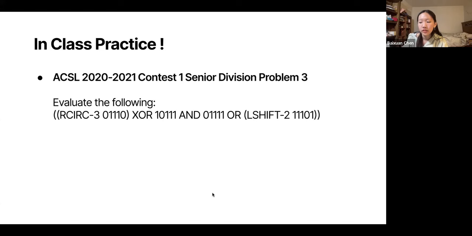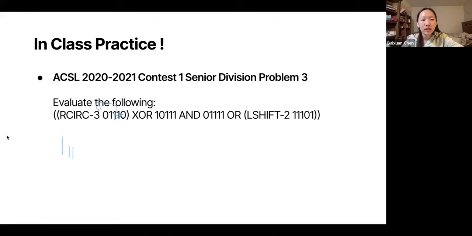1 1 1 0 0, 1 1 1 1 0. Okay, so let's try this problem to see if you guys got it right. Okay, so first we evaluate the ones in the parentheses, right? So right circle 3, we take the rightmost 3 digits and we add them to the front. So it'll be 111.